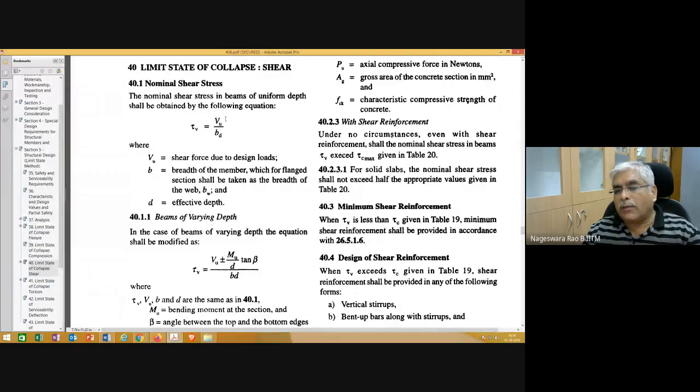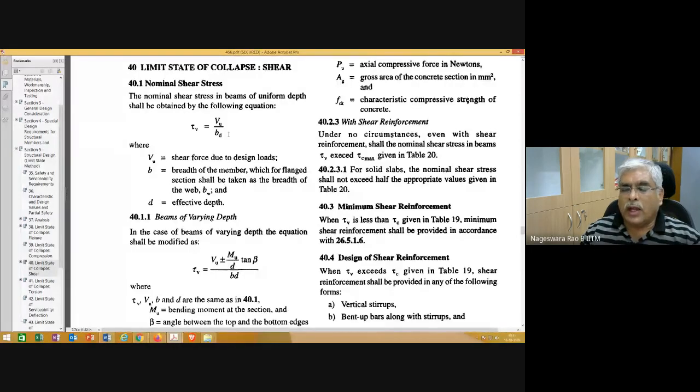Anyway, once the shear force is known at a section, the shear stress that you are going to use for your design, the nominal shear stress for beams of uniform depth, is given by this formula. It's nothing but force divided by the cross section. Please note that here it is not B subscript D, it is small b times small d. You please make a note of that. There is a small typing error here. It's not a subscript, it is b times d.